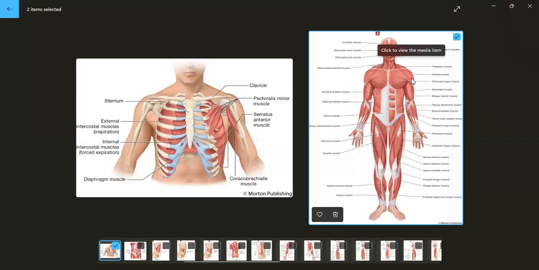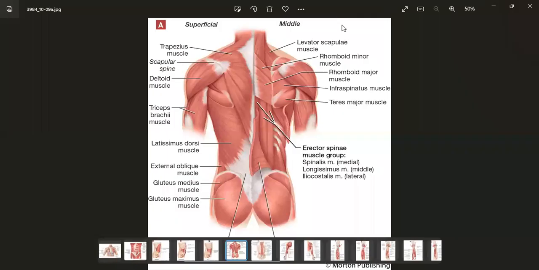Next, we have the teres major. The teres major has the job of extending and medially rotating the humerus, and it will work with the latissimus dorsi in the adduction of the humerus. In order to be able to perform this job, it will have to originate on the posterior scapula at the inferior angle and insert on the proximal humerus.